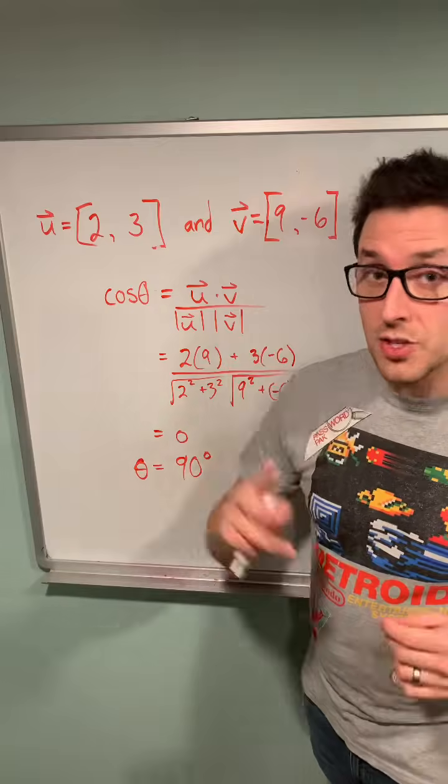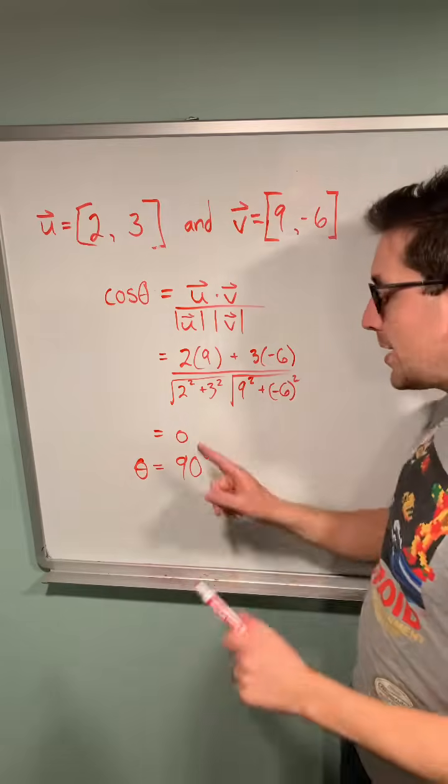And that is a property of any two vectors that have an angle of 90 degrees in between them. They're going to have a dot product of 0.